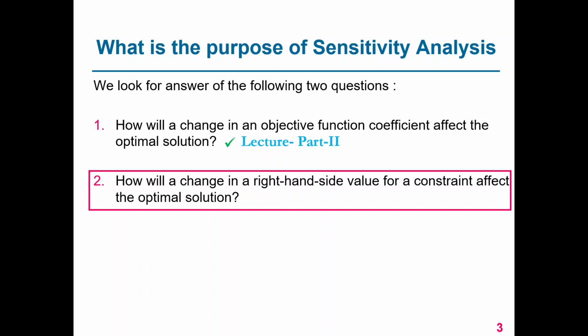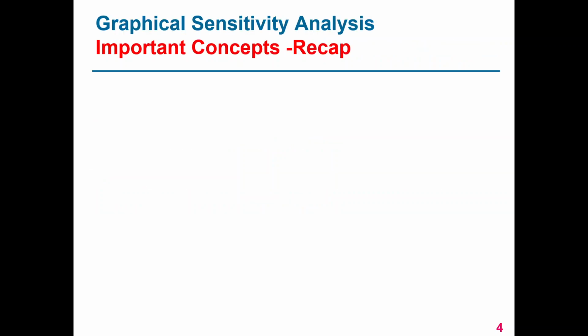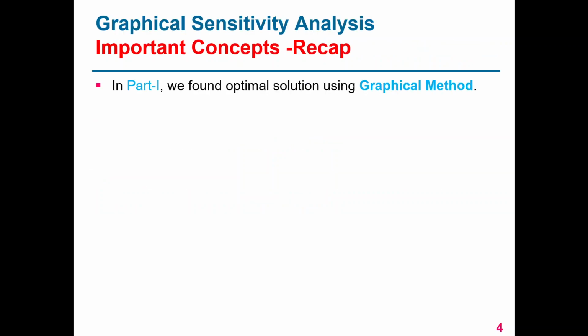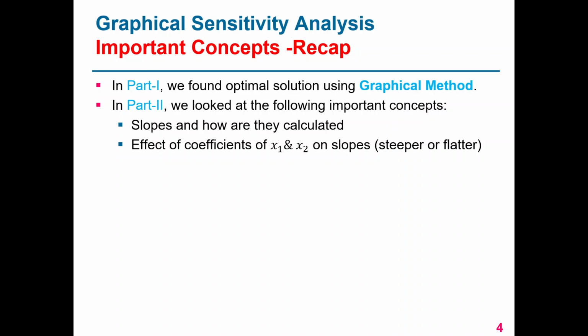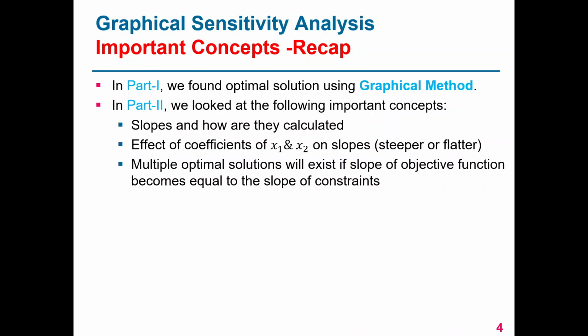In this lecture, we will see how a change in the right hand side of the constraint will affect the optimal solution. So just a brief recap of the concepts. In the first part, we discussed the graphical method. In part 2, we looked at some important concepts like how the slopes are calculated, what the slopes are, and the effect of the coefficients of x1 and x2 on slopes, how the line becomes steeper and flatter.